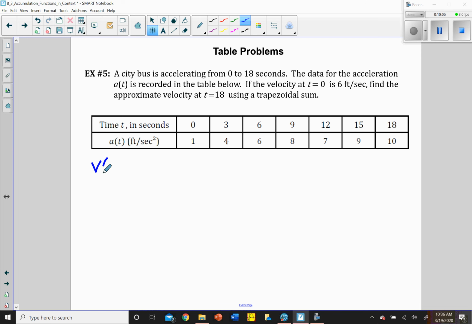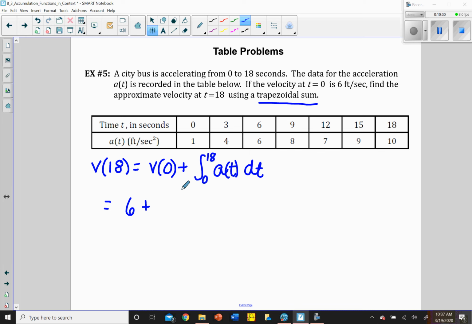So put that together in a sentence. The velocity at 18 is the initial amount plus the area accumulated on the table from 0 to 18 of the acceleration function. And we're told to use a trapezoidal sum. So we have initial amount of 6, and you notice that these intervals are all 3 seconds apart.